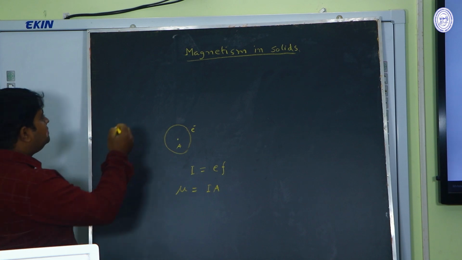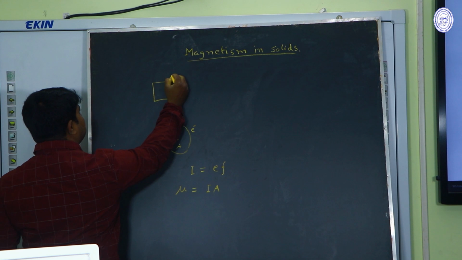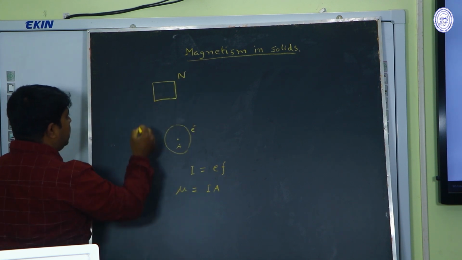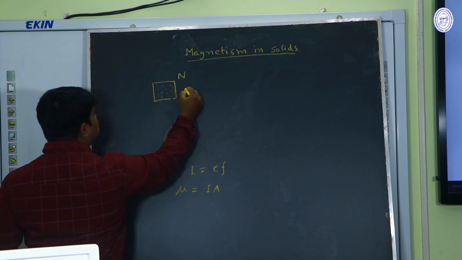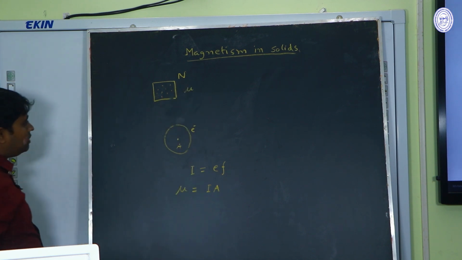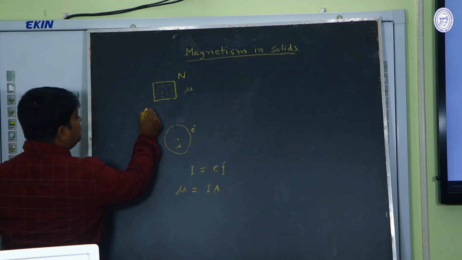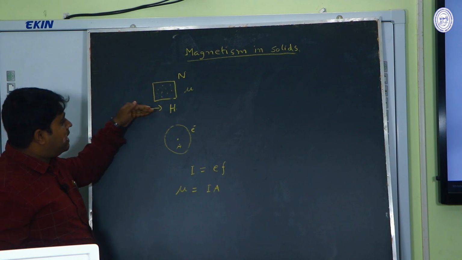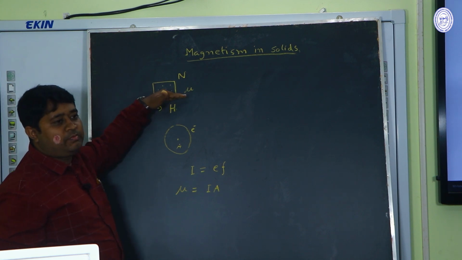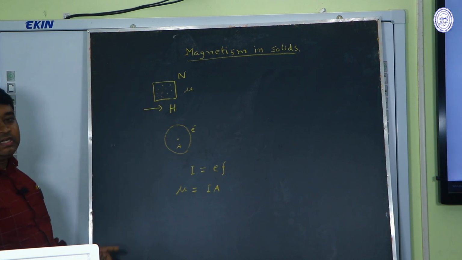Suppose a solid contains a large number of atoms, n atoms, and each atom or molecule has a dipole moment mu. Due to the application of an external magnetic field, this dipole moment is aligned along the direction of the external magnetic field. As a result, the substance is said to be magnetized.